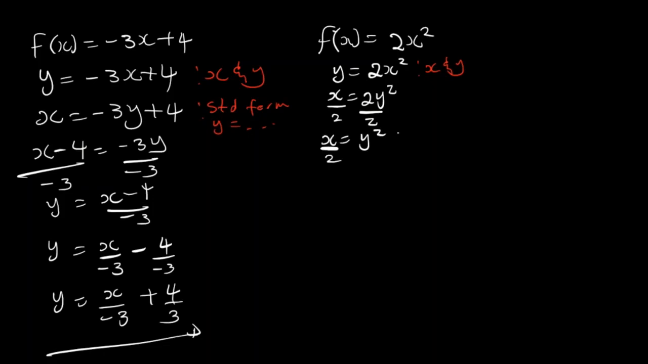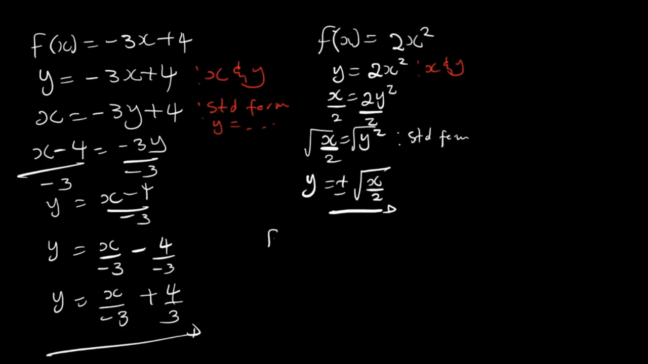And then now you're going to write it in standard form. So you're going to take the root of both sides, y is equal to plus or minus the root of x over 2. So this will be your inverse.